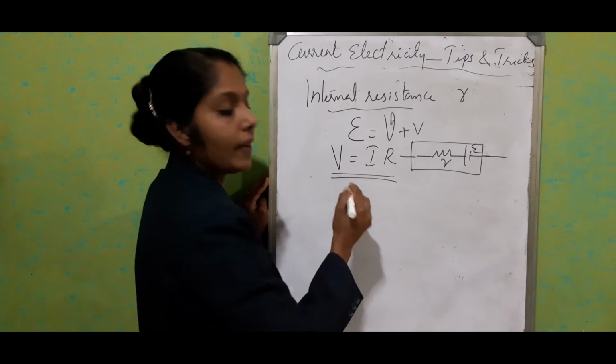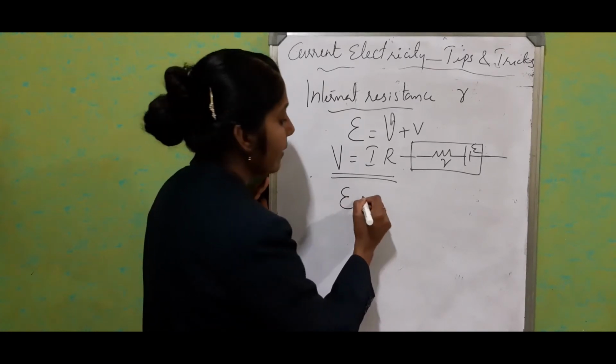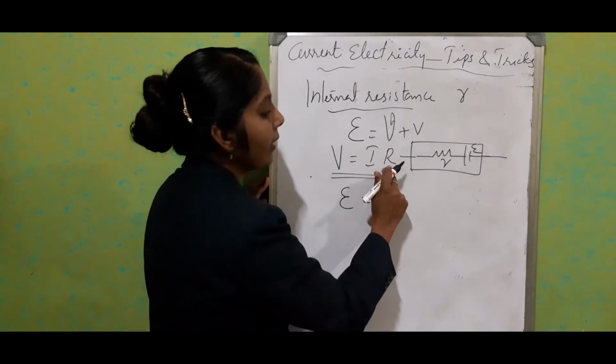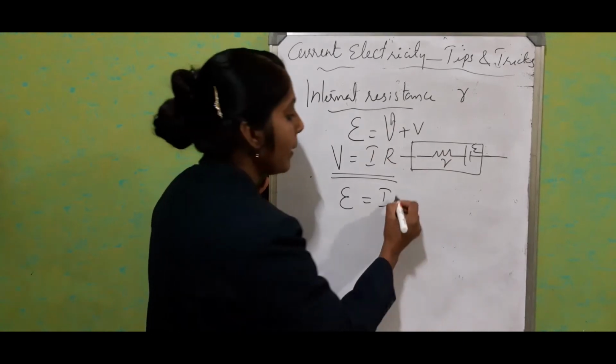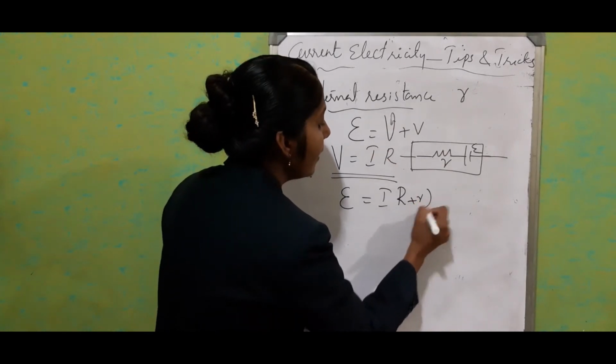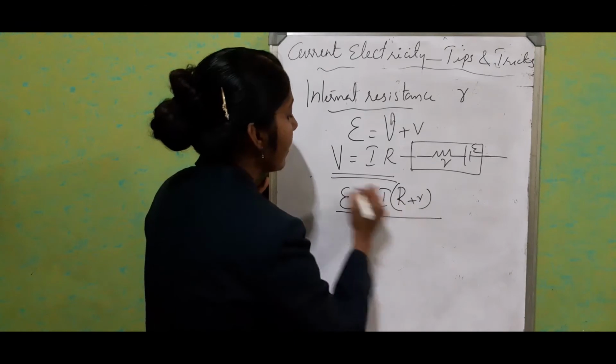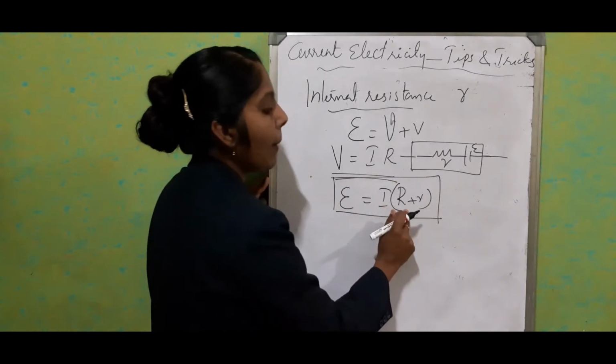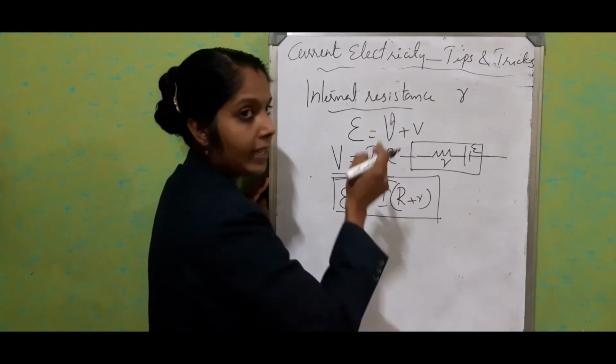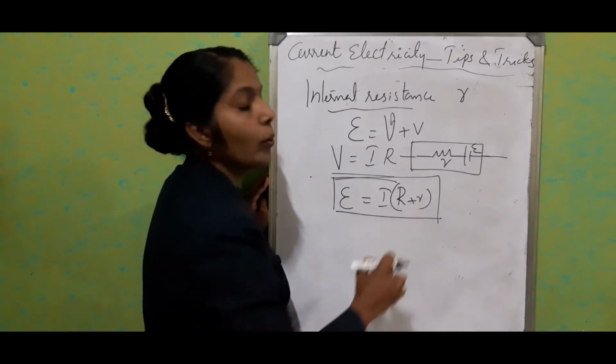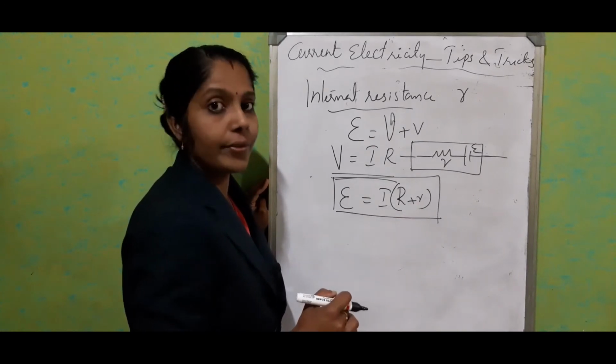Instead of this V, we have to write it as epsilon. That is equal to I into the external resistance plus the internal resistance. So epsilon is equal to I into capital R plus small r. Capital R is the external resistance and small r is the internal resistance.